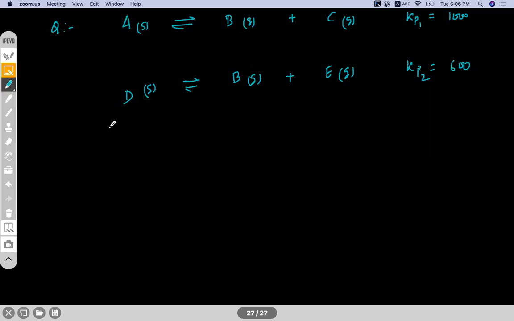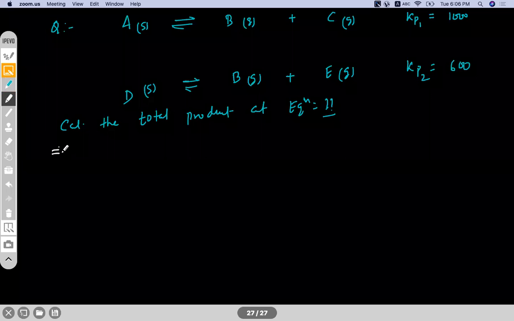Calculate the total pressure at equilibrium. Remember, total pressure is always because of the gaseous product or reactant. So find out what all gaseous products or reactants we have at equilibrium and what is their pressure. Add all those, you'll get the answer.